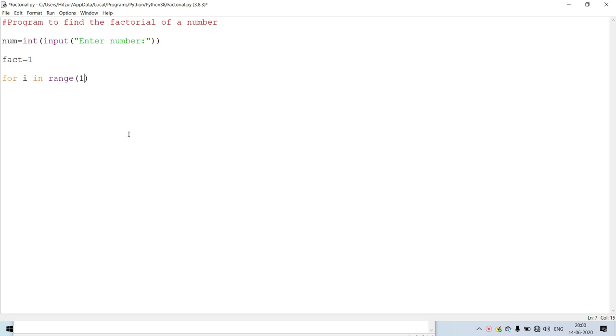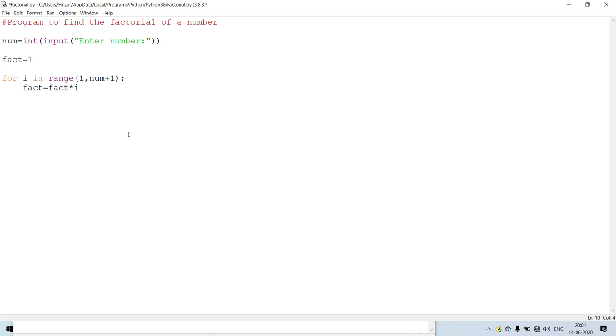is starting from 1 inclusive and up till num plus 1. That is, I'm typing num plus 1 because it is exclusive of the last number. So if it is 10, then 10 plus 1 will be 11 and 11 will be exclusive, and the step by default is 1. So the factorial would be fact is equal to fact multiplied by I, whose value would be changing: 1, 2, 3, 4 and so on. So the sequence would be this.